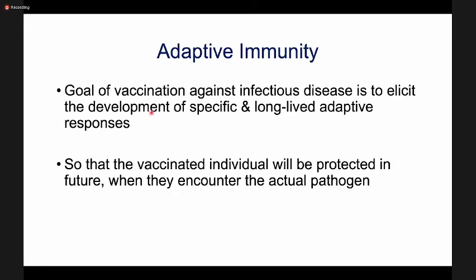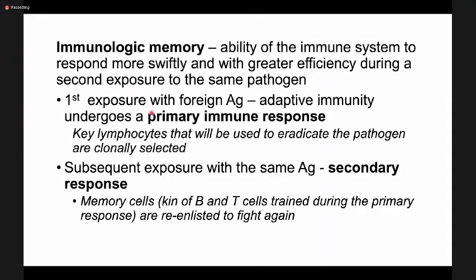So when it comes to vaccination, the goal of vaccination against infectious disease is to elicit development of specific and long-lived adaptive responses. Okay. The other aspect of adaptive immunity is that it has memory, what we call immunological memory. This describes the ability of the immune system to respond even better and quicker during a second exposure to the same pathogen. Okay. And here we're just discussing the adaptive immune response. The innate immune response does not have memory.